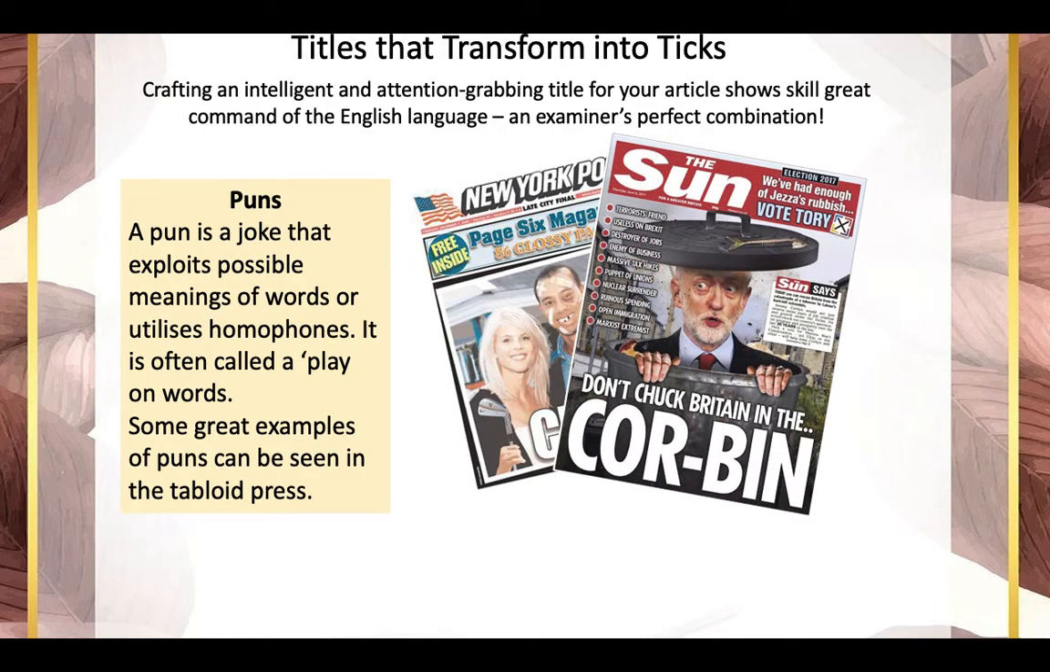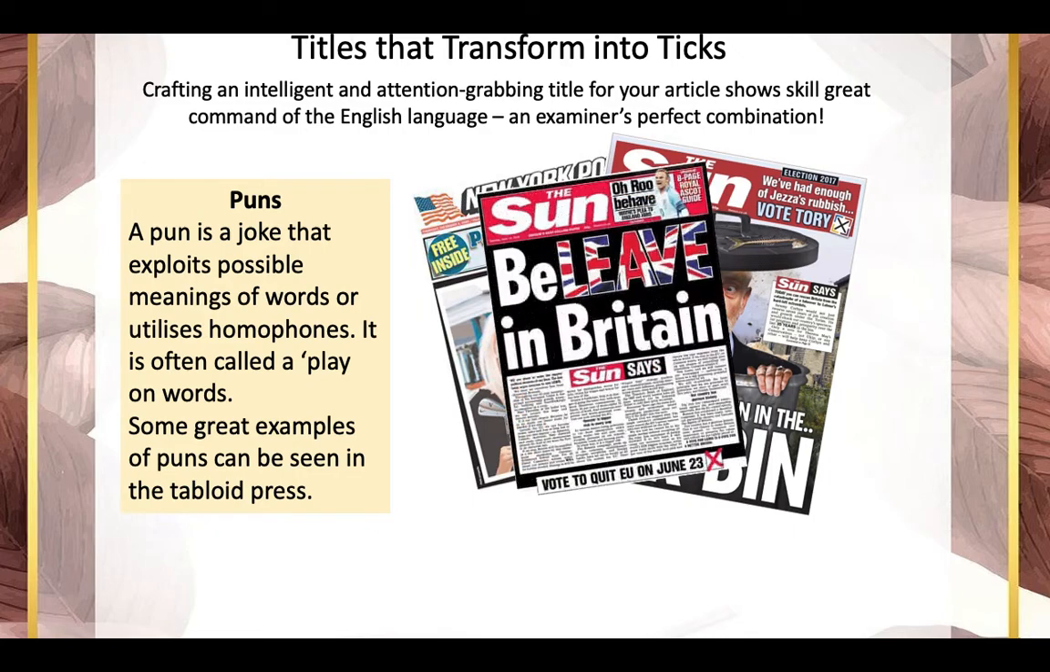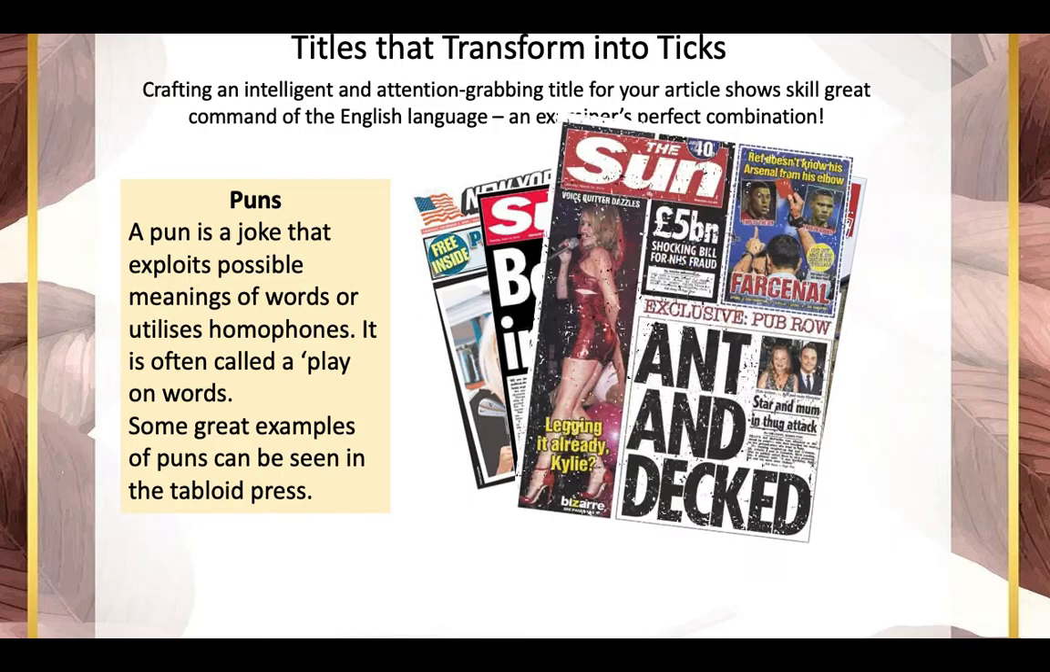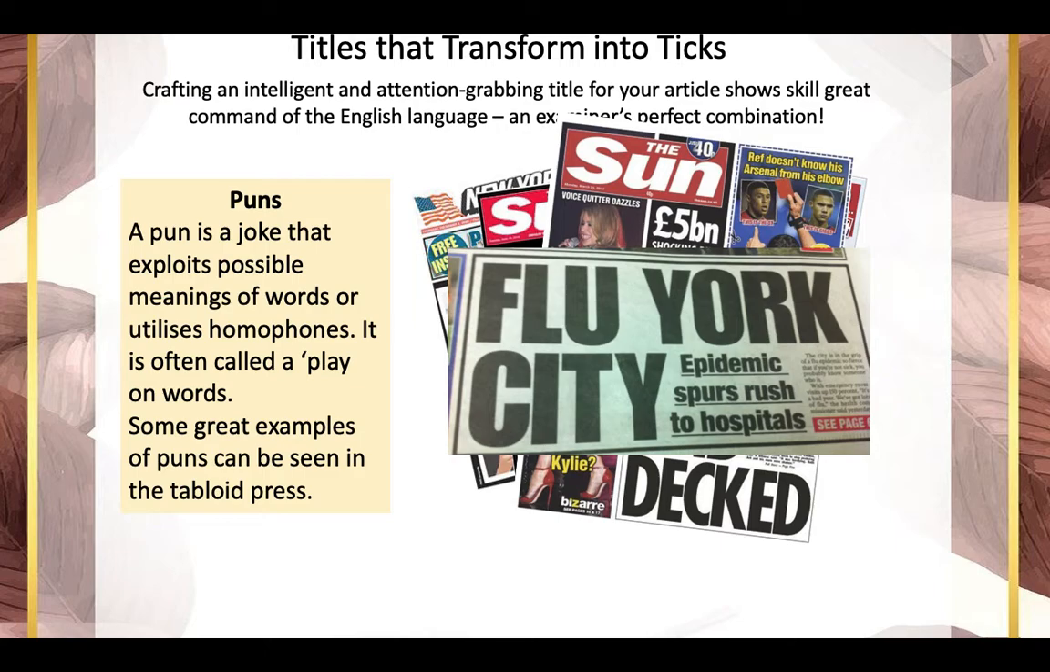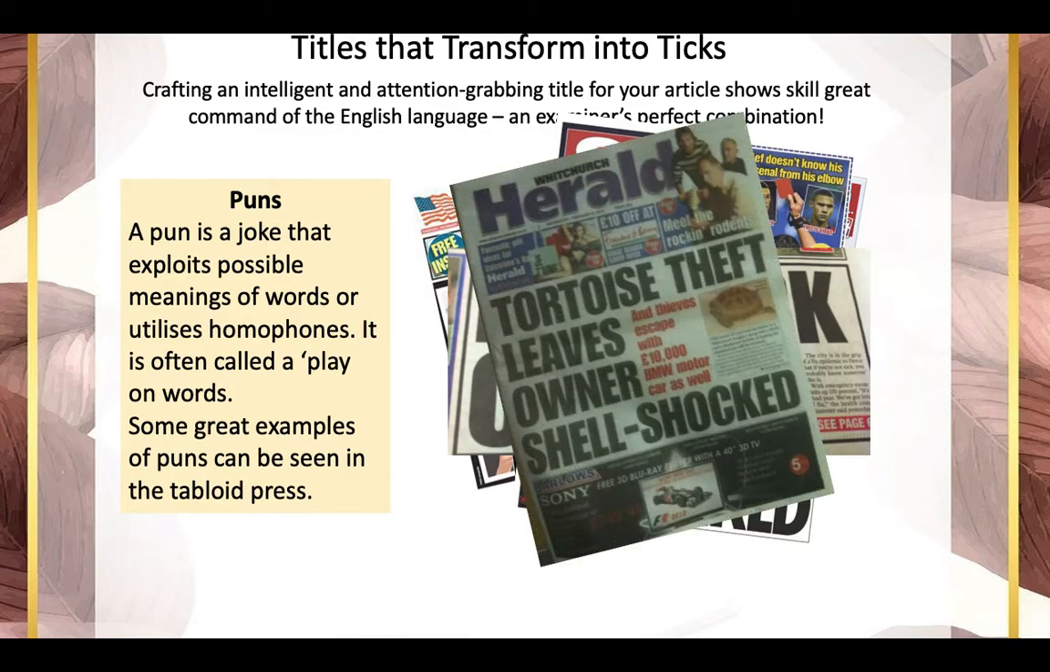Okay. We've got poor Jeremy Corbyn. They've obviously spelled his name Corbyn. We've got Believe in Britain, a Brexit article there. Anton decked, poor Deck McPartlin was attacked, so he's been decked. There's our pun there on the name Deck. And we've got Flu York City, obviously reporting on an epidemic in New York. And then I like this one, tortoise theft leaves owner shell-shocked.